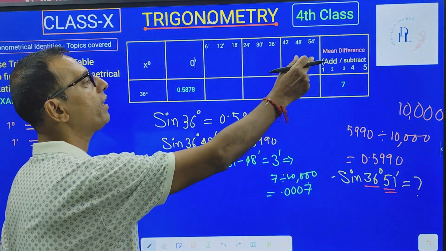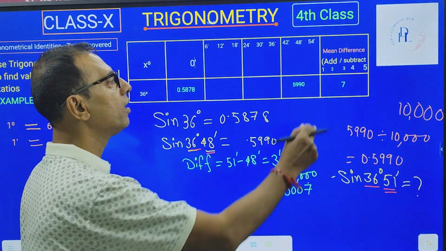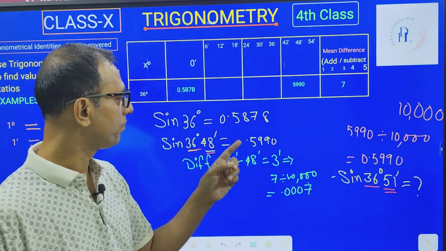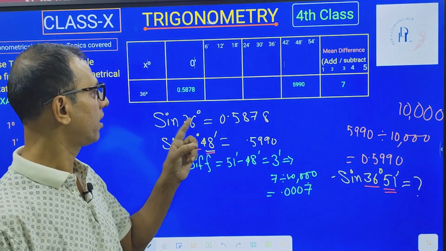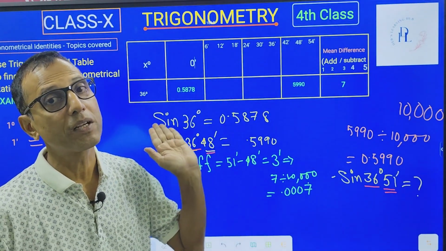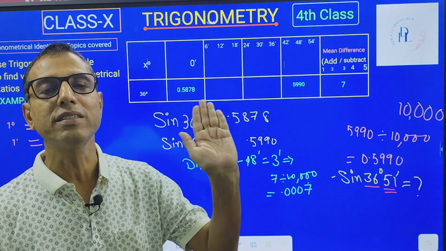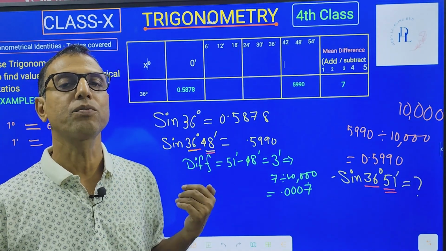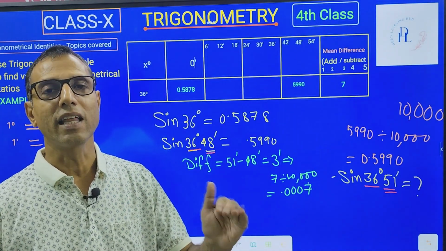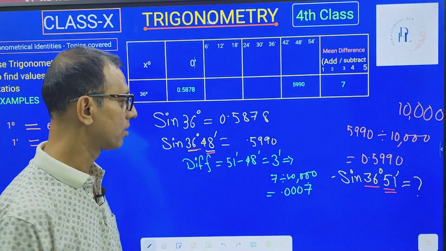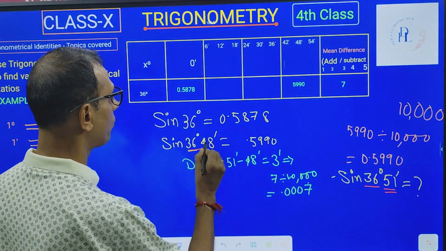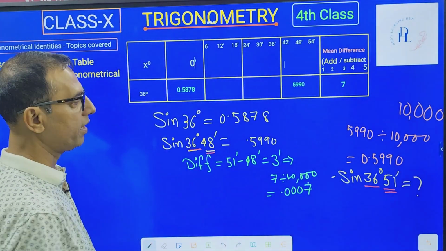So when it comes to the cosine table, from the mean difference you need to subtract, because whatever value you are getting from the main table, after that you need to add something. That means you are increasing the value. When you are increasing the value, you need to deduct it for cosine. But for sine, when the angle is increasing, the value of the angle will also be increased. Since it is the sine table, you need to add this value to sine 36 degree 48 minute to make up the difference.